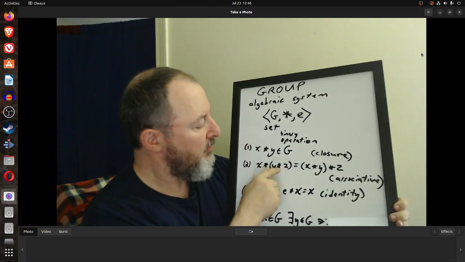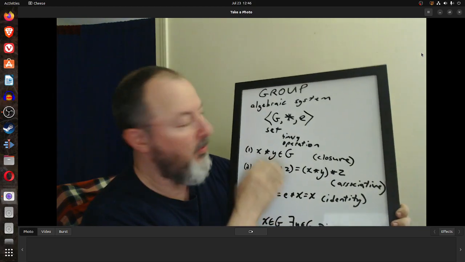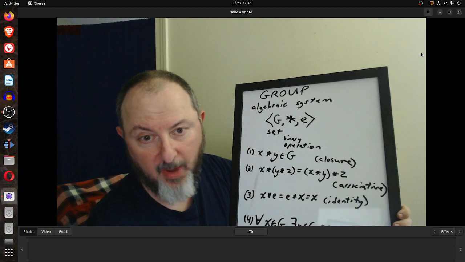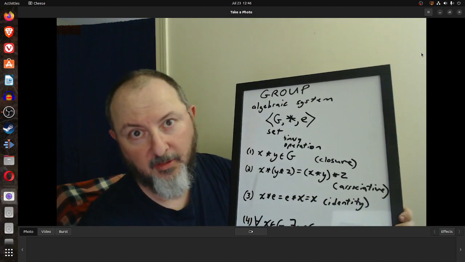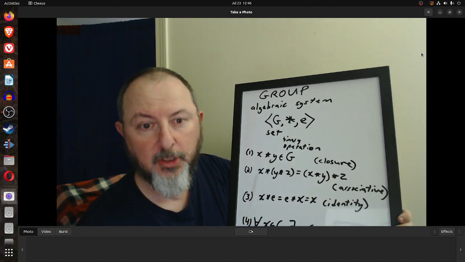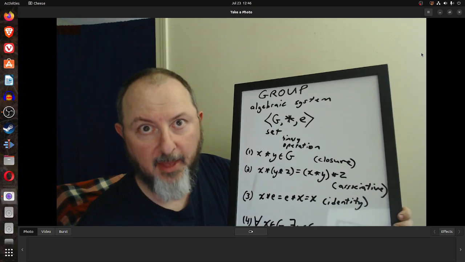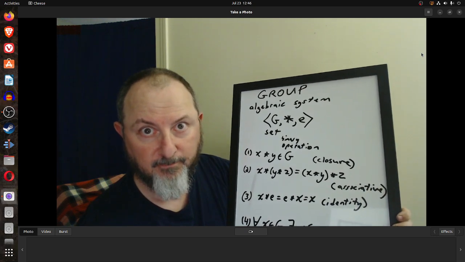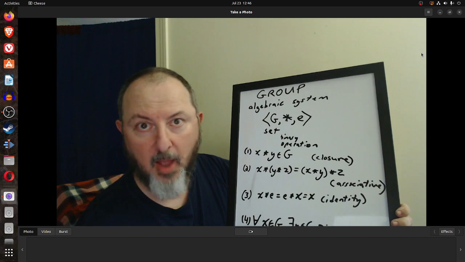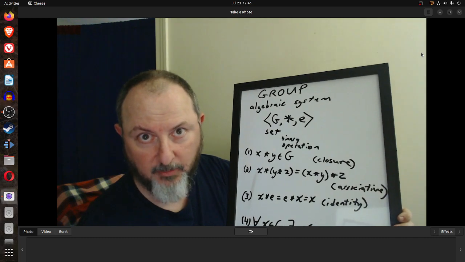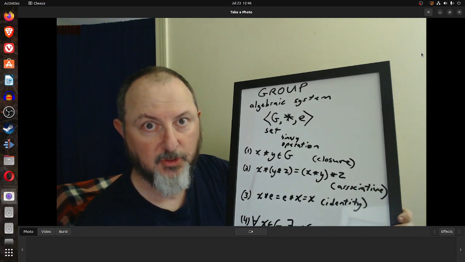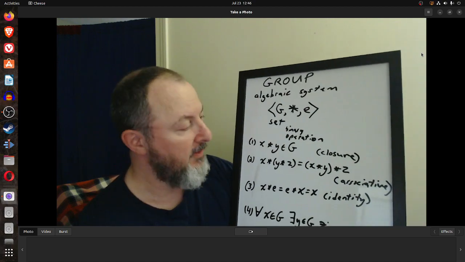I'm not going to use star always for the operation. For x star y, I'm just going to write xy, and the operation will be understood from whichever set we're using. Whatever kind of multiplication's defined where we're at, it'll be understood. Mostly that'll be the notation.